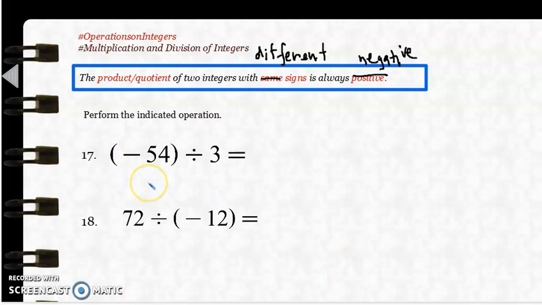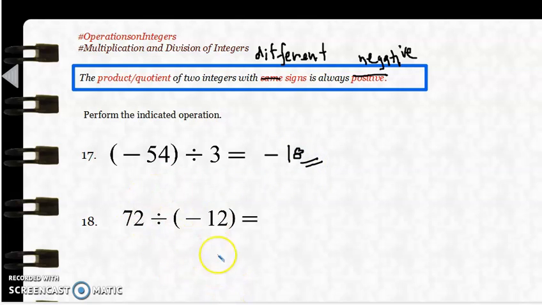So this time we are going to divide two integers of different signs. One is negative and the other one is positive. So as the rule says, if they are of different signs, the resulting sign is always negative. Therefore, you have a negative here, and 54 divided by 3 is 18. Therefore, the quotient is negative 18.